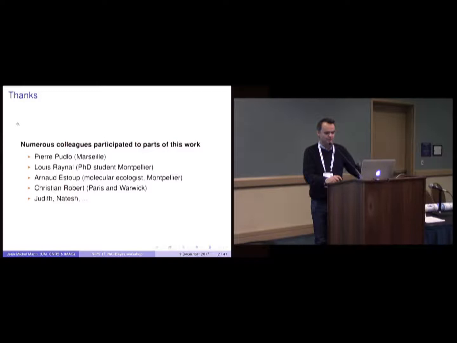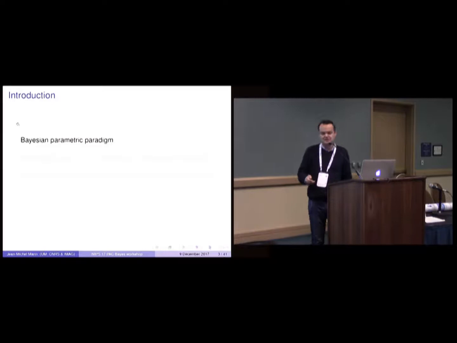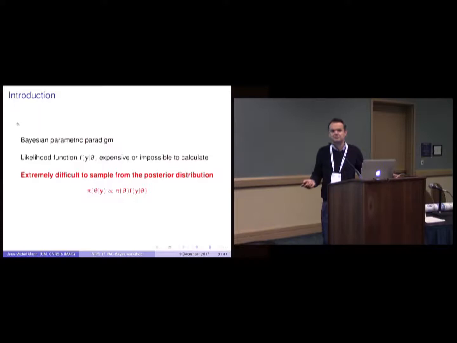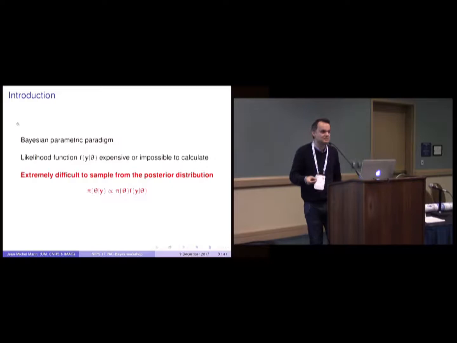So I will consider the Bayesian paradigm, and I will consider the case where the likelihood function is expensive or impossible to calculate. So I am in the intractable likelihood paradigm. And in that case, it is extremely difficult to sample from the posterior distribution. The posterior distribution, as in standard Bayesian, is the product of the prior multiplied by the likelihood, and I cannot evaluate this likelihood, so it's extremely difficult to get some simulation or to get some Bayesian estimate because I do not have access to the posterior distribution.